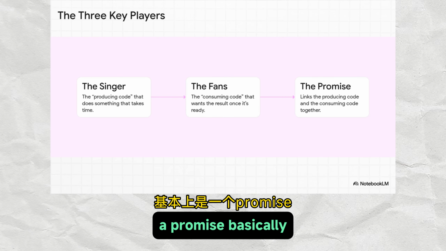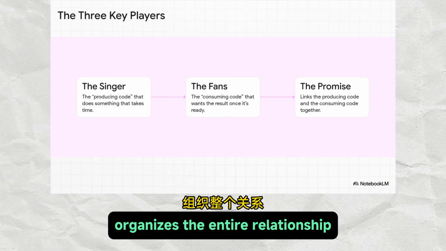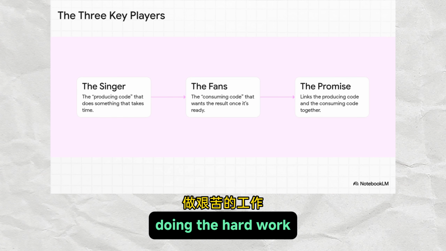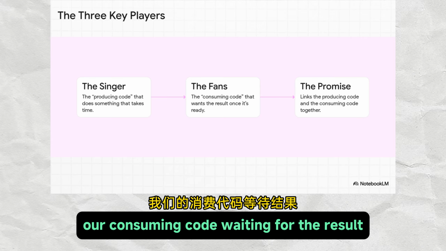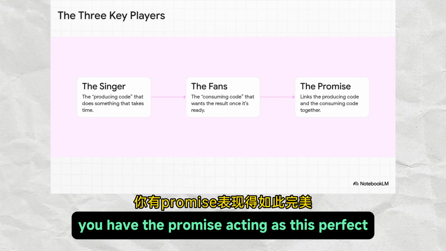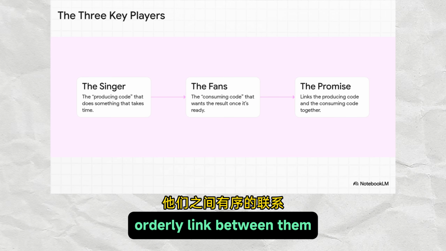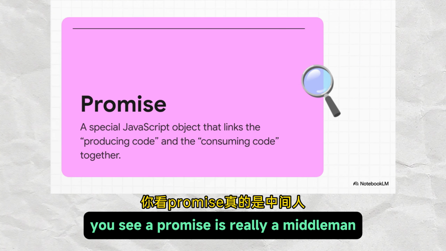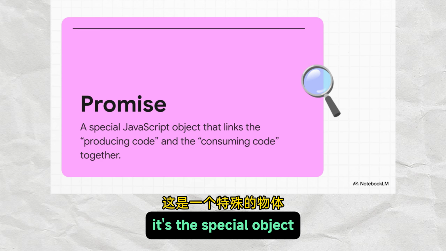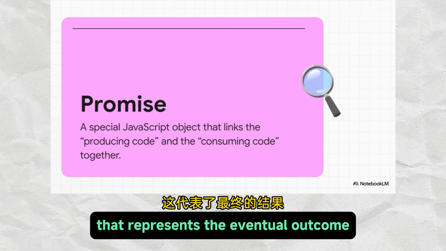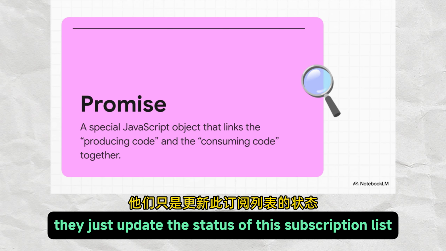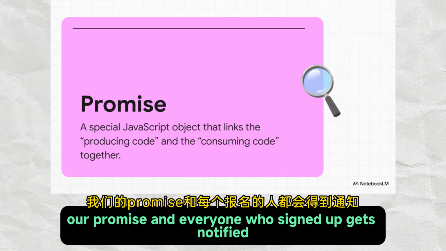Okay, so a promise basically organizes the entire relationship between these three key players. You've got the singer, our producing code, doing the hard work. You've got the fans, our consuming code, waiting for the result. And right in the middle, you have the promise, acting as this perfect, orderly link between them. And that's the crucial part, you see. A promise is really a middleman. It's the special object that represents the eventual outcome. The singer doesn't have to talk to every single fan anymore. They just update the status of this subscription list, our promise, and everyone who signed up gets notified.